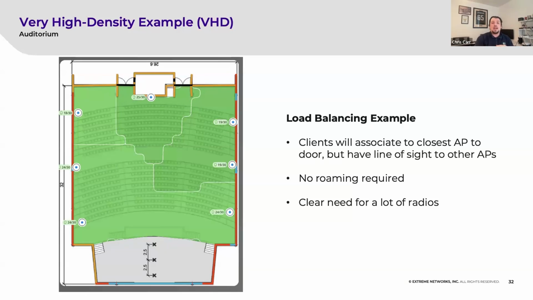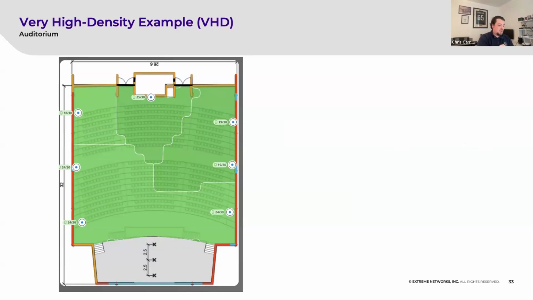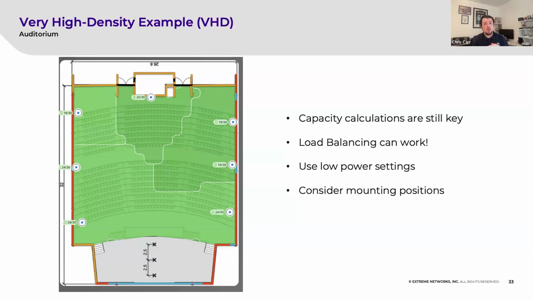So we need to consider how we push them into the room. There's no roaming requirement here because we're sitting down. And so ultimately, we just need a lot of radios, and we need to try and evenly spread people that are in the room over those radios. We do that with still our capacity calculations. We still use these low power settings. We still consider the mounting positions and the antennas that we would use.